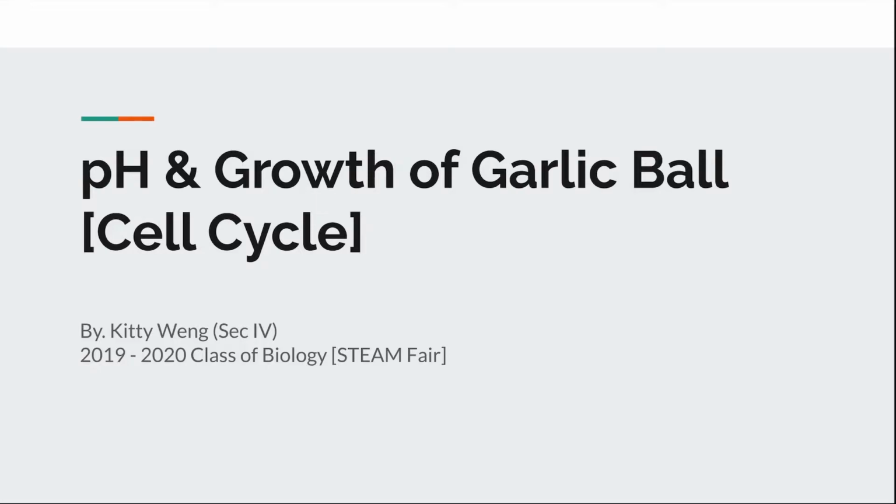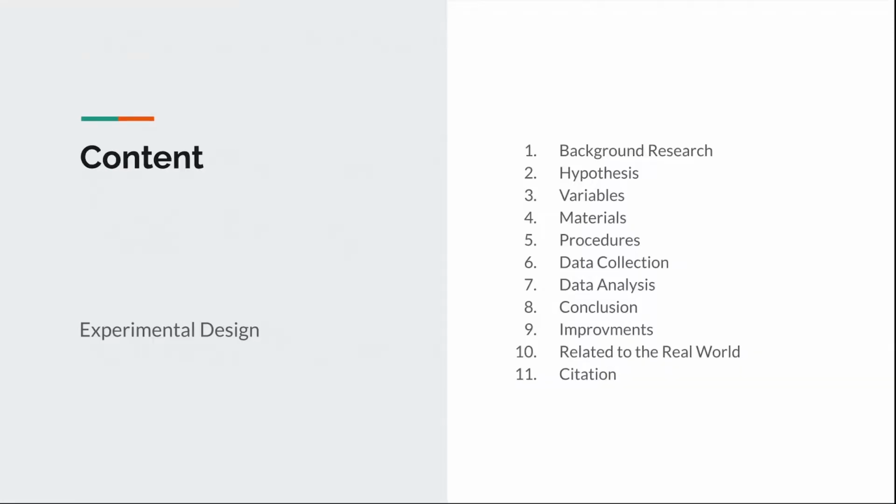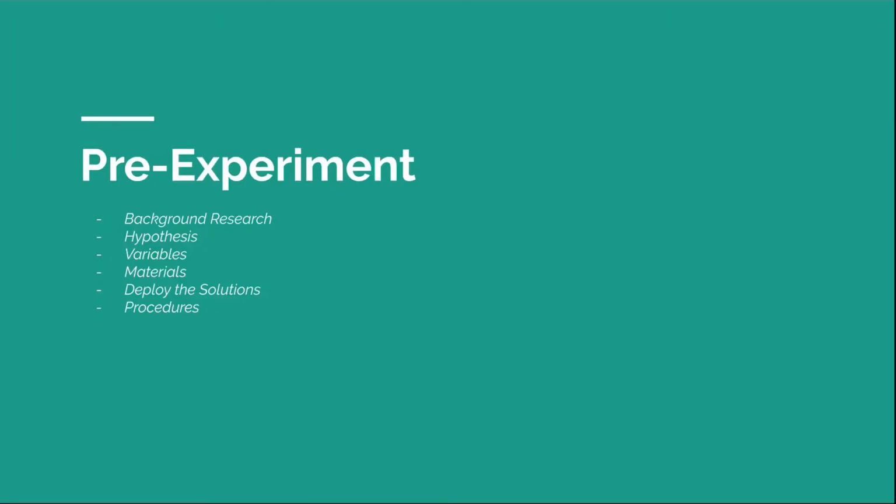So my STEAM fair project is about pH and the growth of the garlic ball, and I will also examine it through the cell cycle under a microscope. I organize my slideshow through this content, where I start with the background research and end with citation. So, pre-experiment.